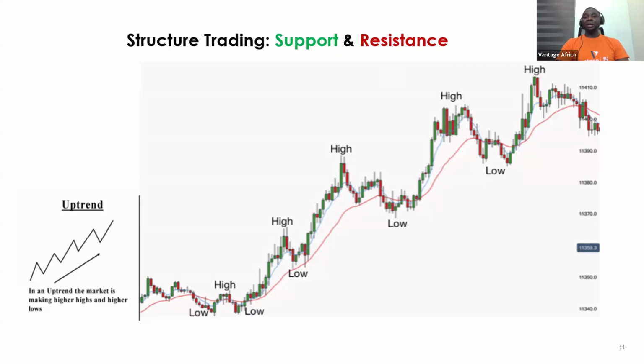They are also called swing highs and swing lows. Swing highs are the high points on top. Swing lows are the low points below. Right? So that's for uptrends.